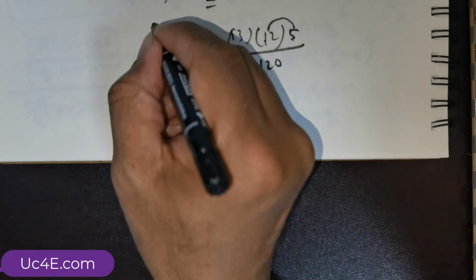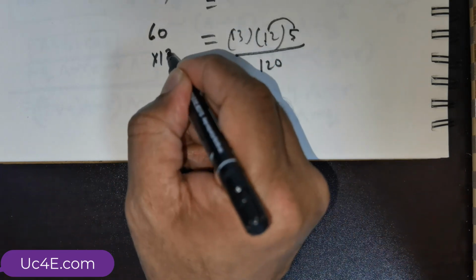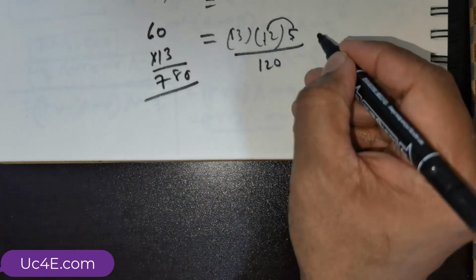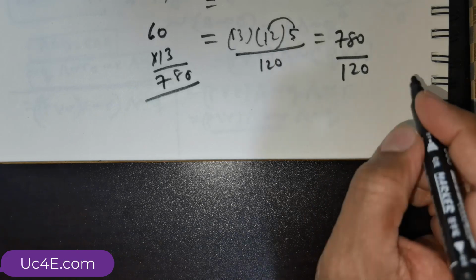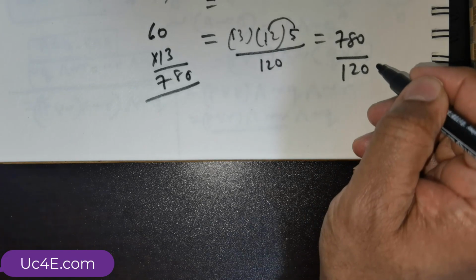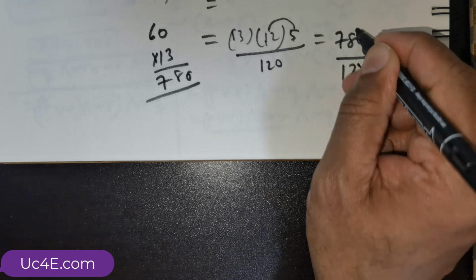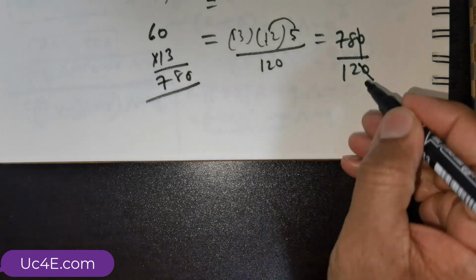12 times 5 is 60 multiplied with 13. 6 3s are 18, 1 6 1 6 7, 780. So you got 780 divided by 120. So clearly you can cancel the zeros here. 0 0 can be cancelled, and you got 78 over 12. And probably you can reduce it by 2.